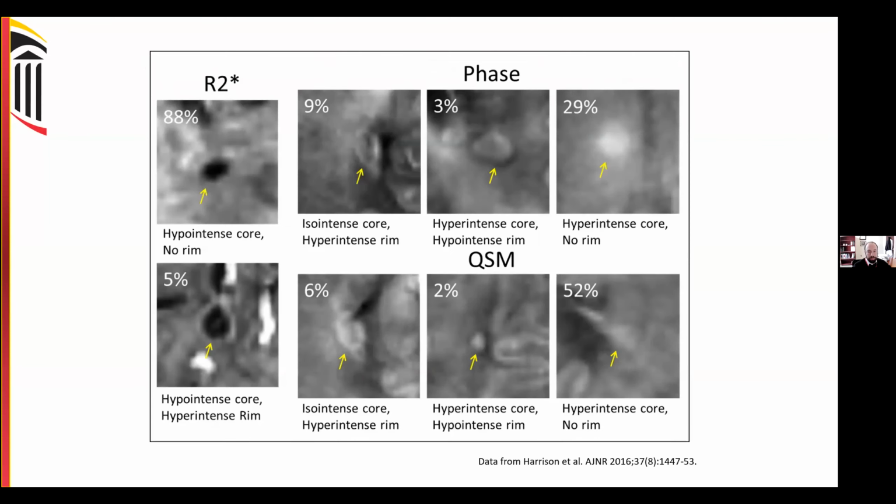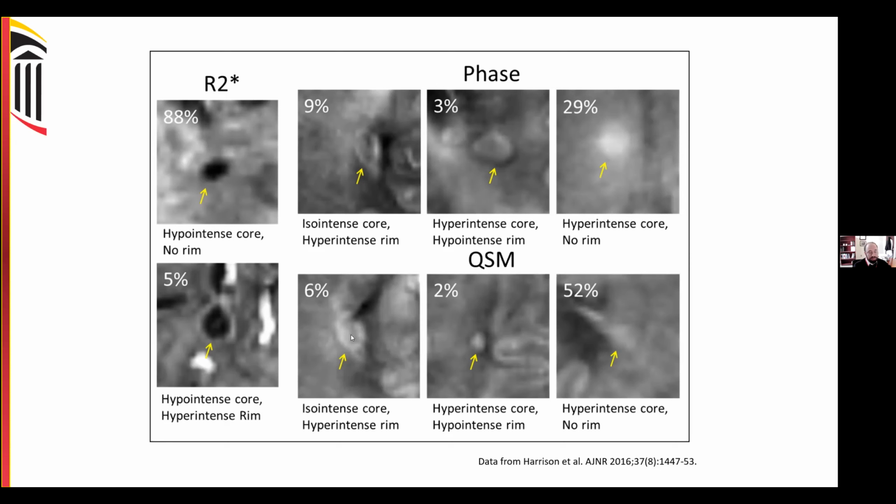We took a look at those lesions across the spectrum of patients in our 7T study and characterized the percentages of various lesion types on a few different post-processing techniques: R2 star, a phase frequency map, and the quantitative susceptibility map. And looking at the QSM, for example, you can see that there's, again, this heterogeneity of lesions. Not all lesions are the same. We found 6% of lesions had this isointense core with a hyperintense rim.